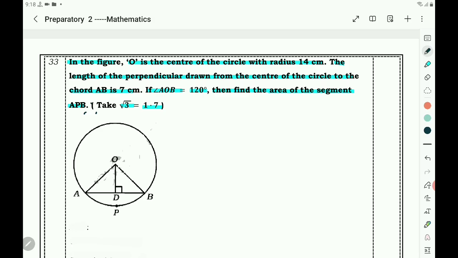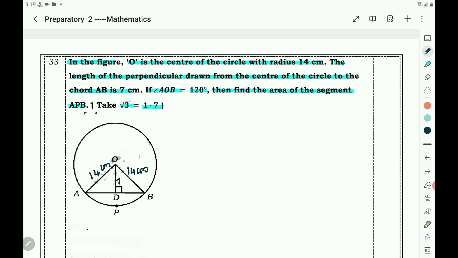Here, observe the figure. There is a circle with center O, and AB is a chord, and OD is perpendicular to the chord AB. OA and OB are the radii. The radii are 14 cm and 14 cm, and OD is given, that is the length of the perpendicular drawn from the center to the chord, 7. Here we have to find the area of the segment APB.